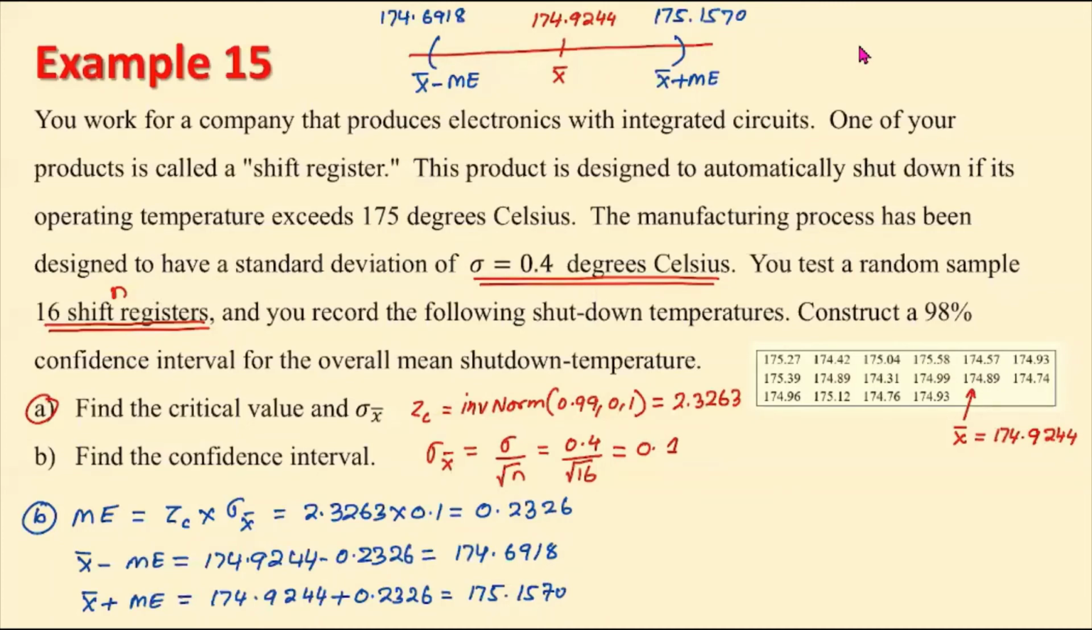Hence, we can write our confidence interval. So let's write this down. Confidence interval: your mean is between 174.6918 and 175.1570.